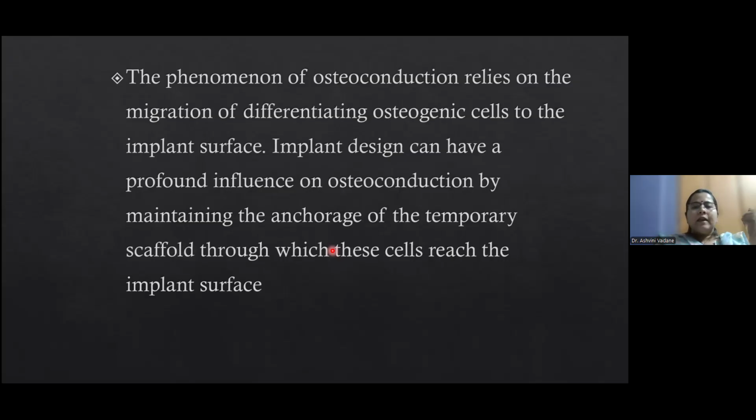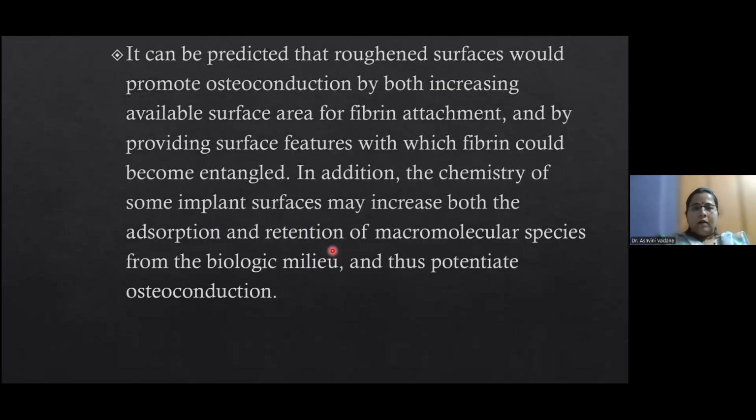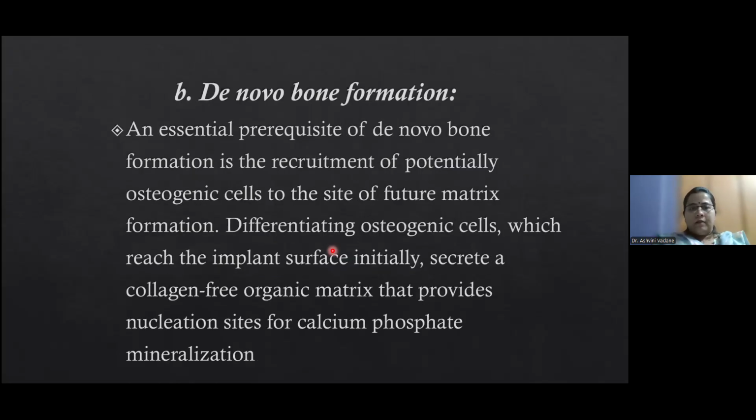The implant design can have a profound influence on osteoconduction by maintaining the anchorage of the temporary scaffold through which these cells will reach the implant surface. And it can be predicted that roughened surfaces would promote osteoconduction by both increasing the available surface area for fibrin attachment and providing surface features with which fibrin could become entangled. So this was the osteoconduction.